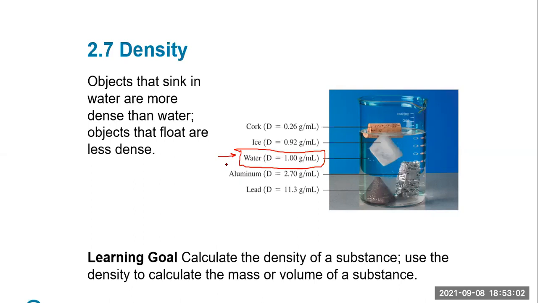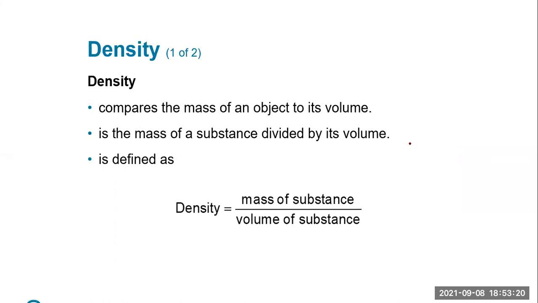Water is an unusual substance. Most substances are more dense in their solid state than in their liquid state. But as we can see here, ice, which is the solid state of water, is actually less dense than liquid water, which is why our ice cubes float in our drinks. That's just an unusual property of water.